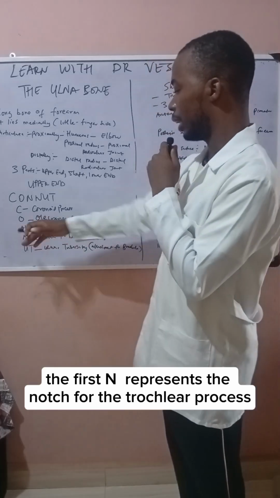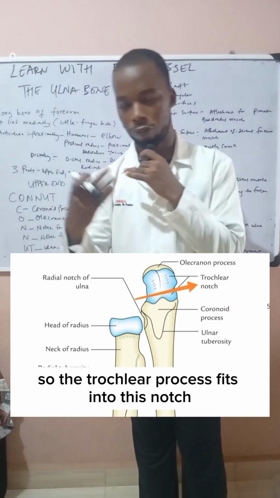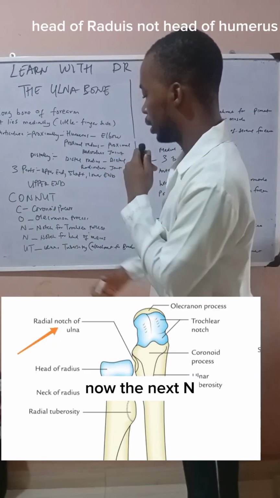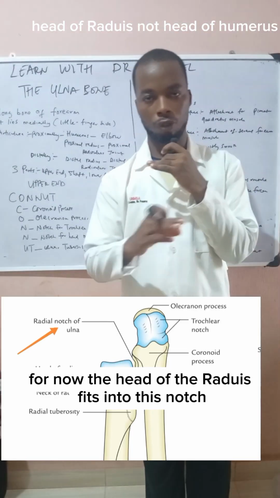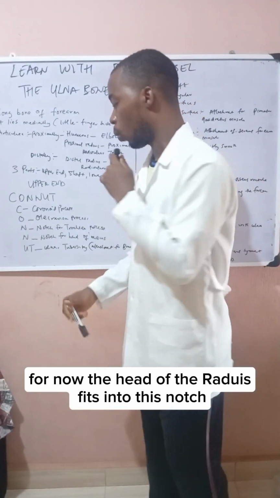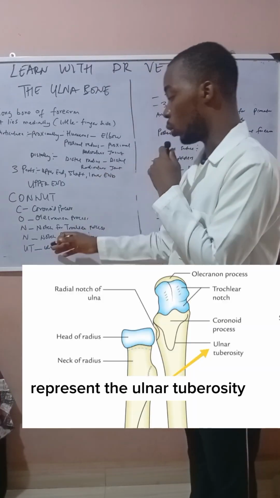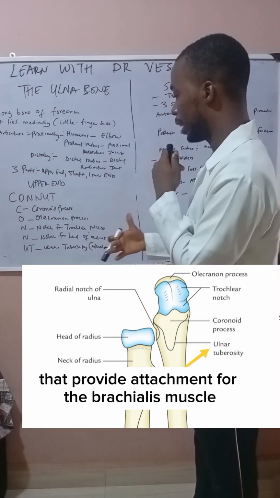elbow. The first N represents the notch for trochlear process. So the trochlear process fits into this notch. Now the next N represents the notch for head of the humerus. Now the head of the humerus fits into this notch, while the UT, which is the last letters, represent the ulnar tuberosity that provides attachment for the brachialis muscle.